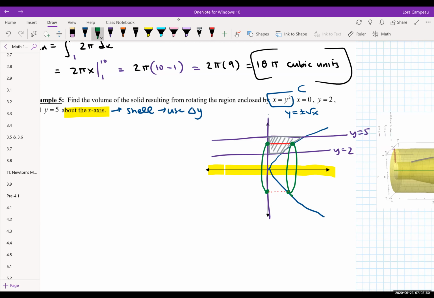The reason why we do not use washers is because the height varies. You could kind of see where it's located. As you move along the function, whatever cross section you take along this curve, the height will get taller or shorter. So the height varies.